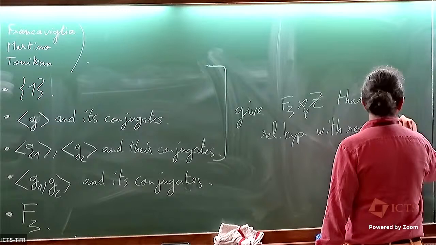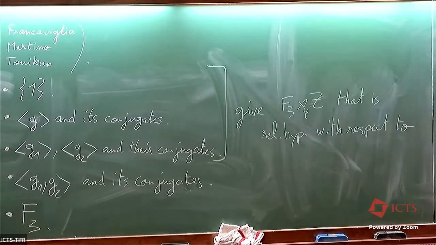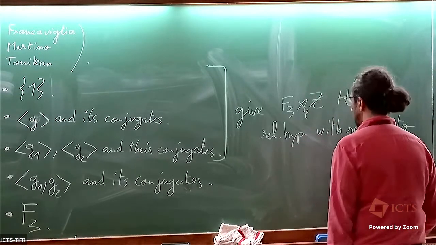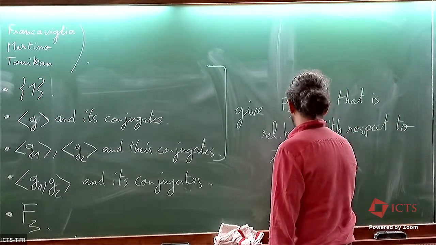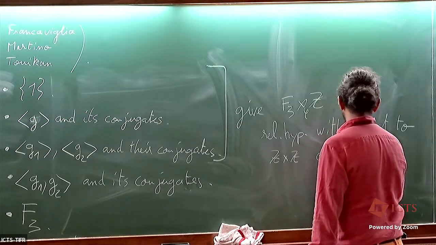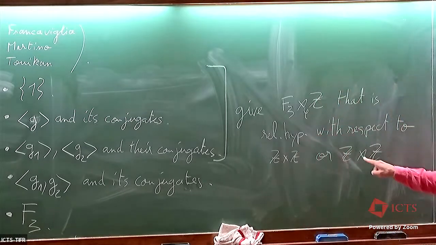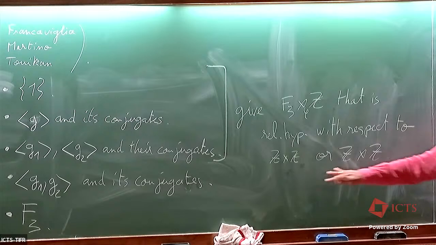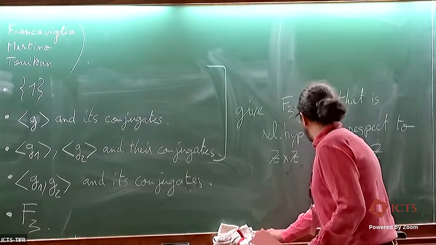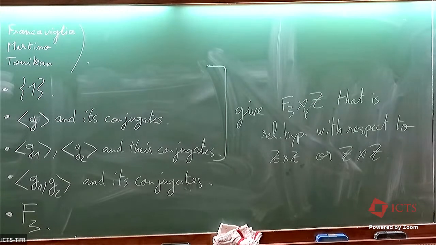So the three first give F3 semi-direct Z that is relatively hyperbolic with respect to a suspension of a cyclic group. I realize I did not write both suspensions of a cyclic group, which is simply Z times Z, or Z semi-direct Z, with this guy reversing the orientation. So topologically, this is really the fundamental group of a torus, and this is the fundamental group of a Klein bottle. So in this case, as we already said, the five problems of the reduction of last time are solved.